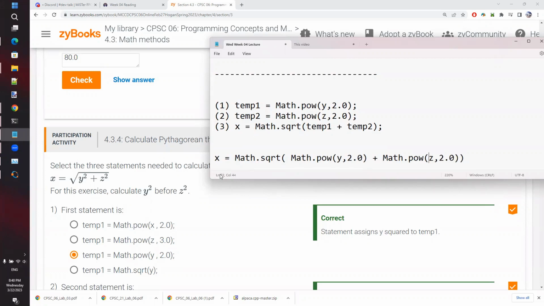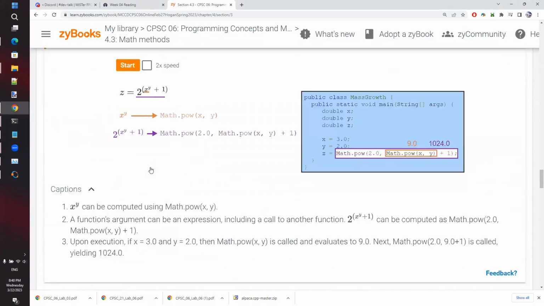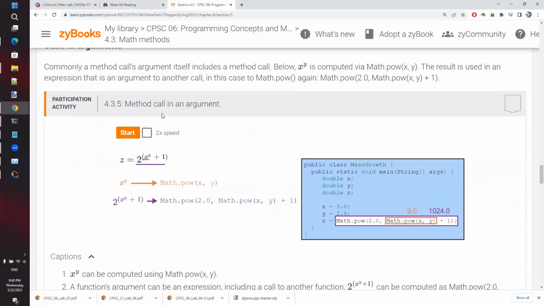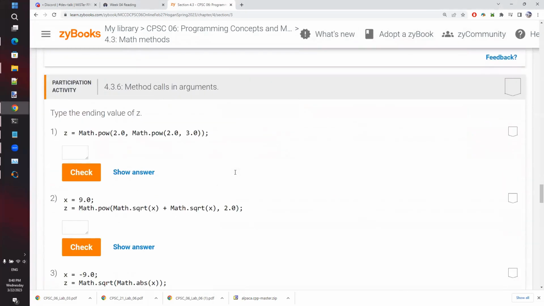Like that. So like this one line here replaces these three lines. Okay. And the fact that you can put a math function inside of a math function is what they want you to understand down here. And so that's what they're doing. So they're showing you an example of that.